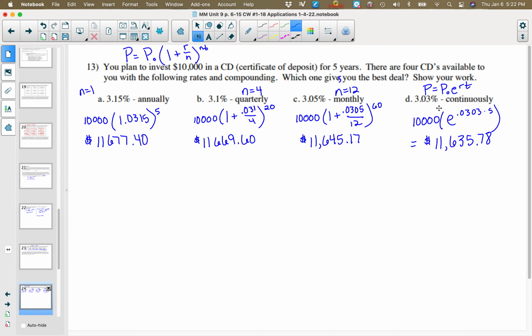So now we're comparing. Notice they changed the percentage rates on these, changed the compounding. Which one gives you the best deal? It's the one that gives you the most money. And it appears that this one would give you the most money.